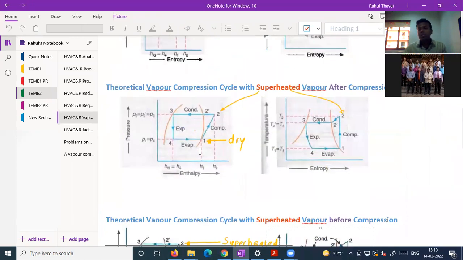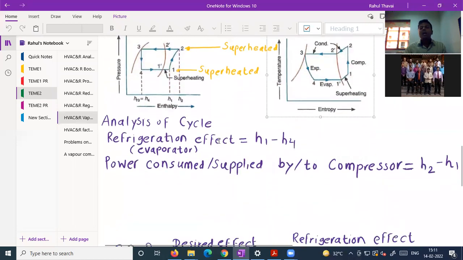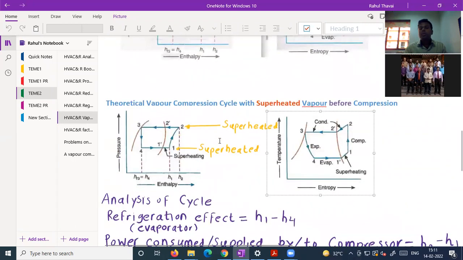After that we have seen the third case, that is after the compression we have superheated steam. So you can see where point number 2 is lying. It is lying on the right hand part of the curve, that is a superheated one. And one more case we have seen, that is before the compression it is superheated. So you can see point number 1. For all these cases we have seen the vapor compression refrigeration system.